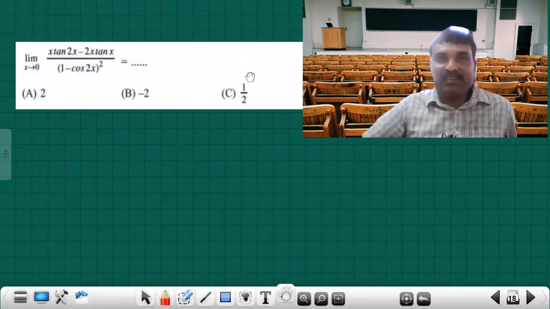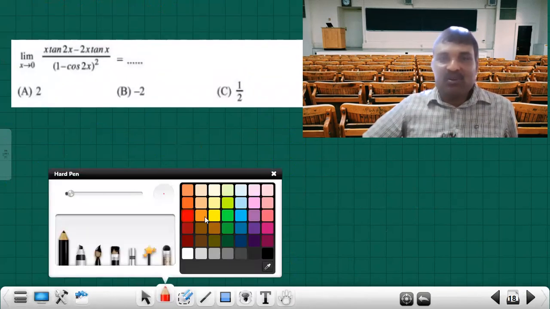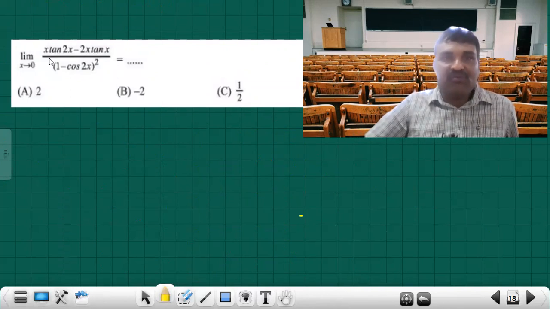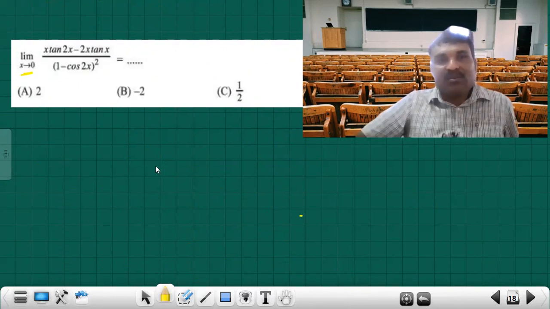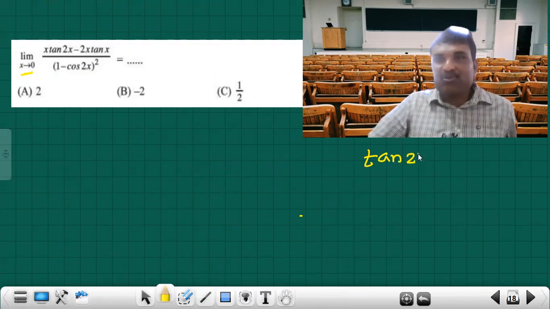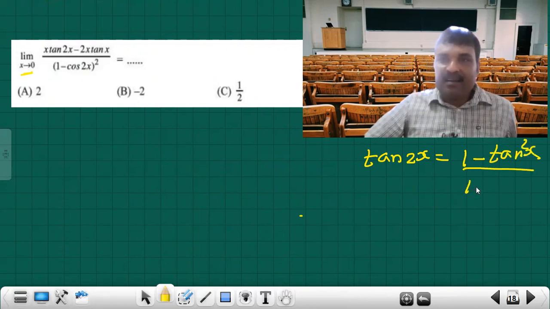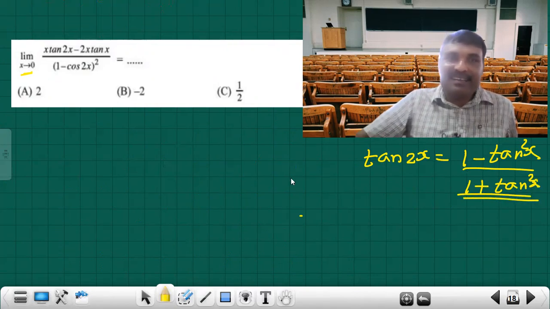Now this is a problem. This is also a very simple problem. We want to evaluate the value of limit x tends to 0, x tan 2x minus 2x tan x, right? So we can write tan 2x. What is the formula for tan 2x? Tan 2x is 1 minus tan square x divided by 1 plus tan square x, right?